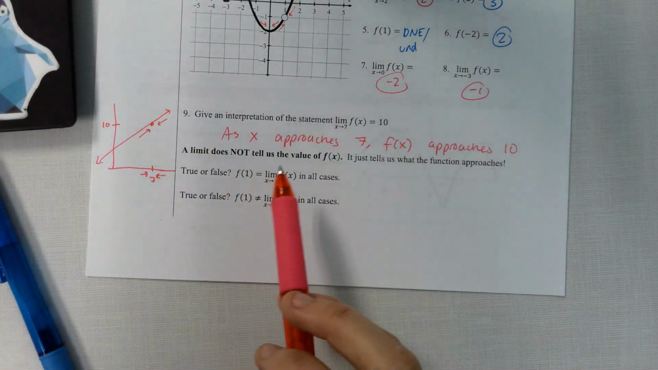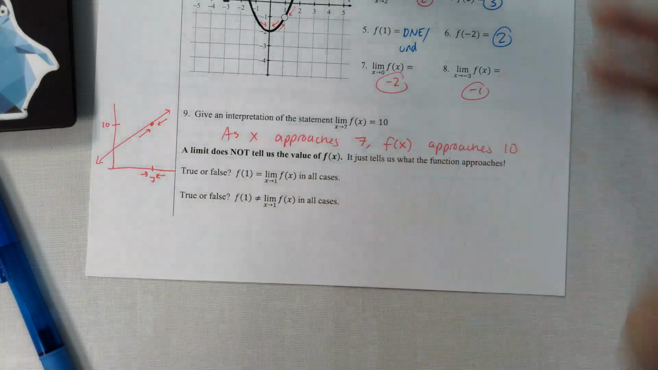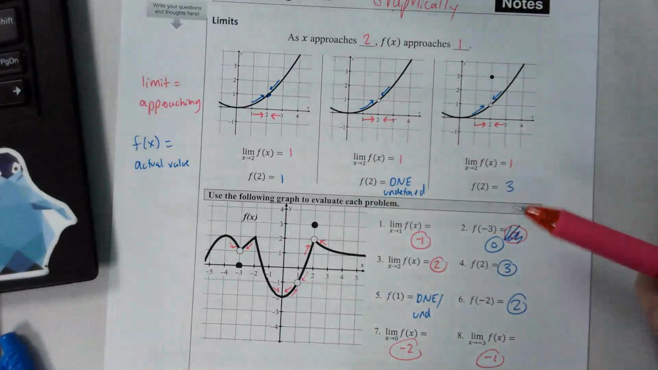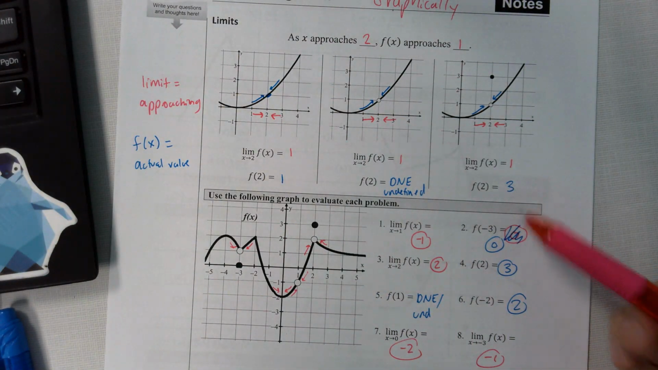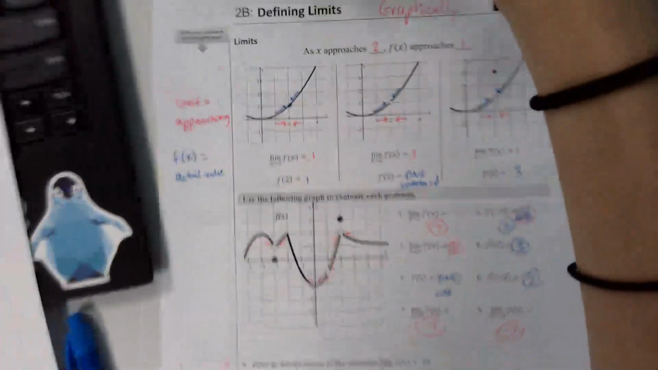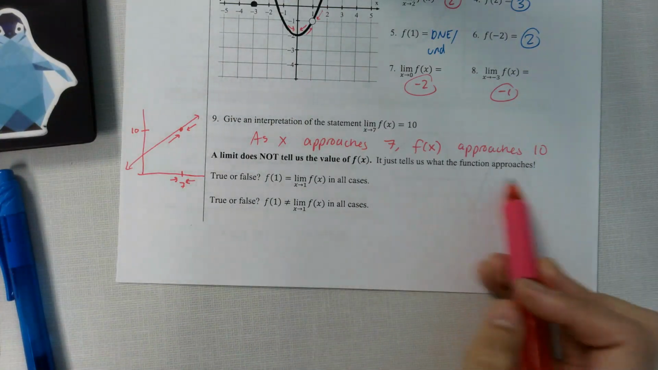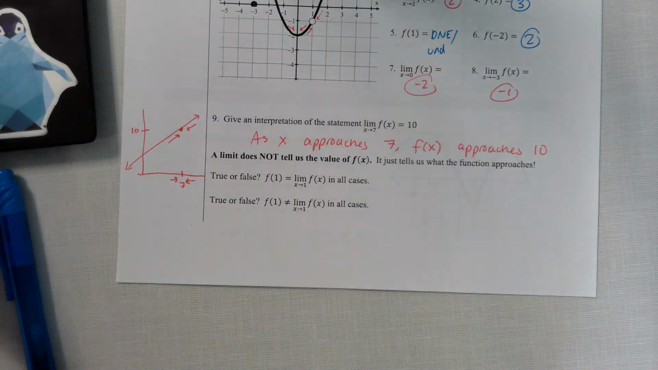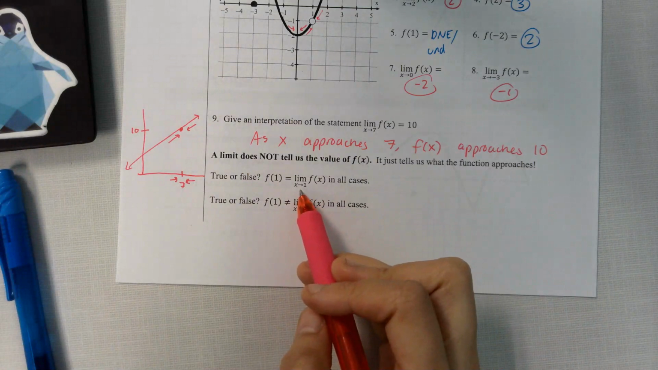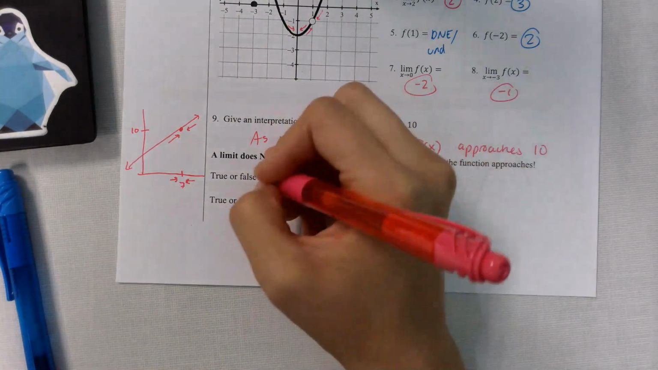All right, so let's do some true-false statements. A limit does not tell us the value of f of x, right? So we know that. Let's take an example here. The limit is 1, but the value of f of x is 3. So they're not going to always be the same. It just tells us what the function approaches. So that's what we've been going on about. So true or false? F of 1 equals the limit as x approaches 1 of f of x in all cases. So this is going to be false.